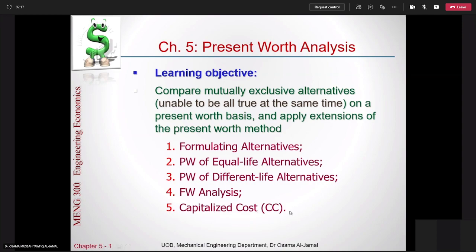we'll see capitalized cost, which is at the end a present worth, but for a special condition. That's why we put it as CC, capitalized cost. So that nobody later on asks me, you've asked us to find the capitalized cost in which year? The same year, at present worth. This is a present worth.